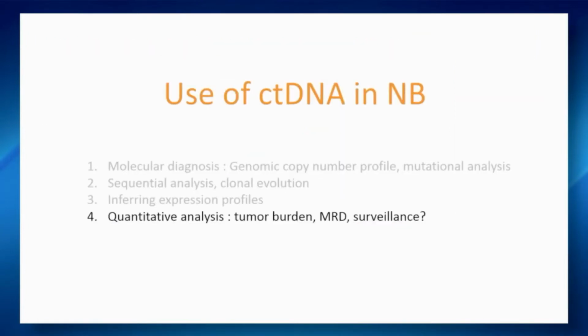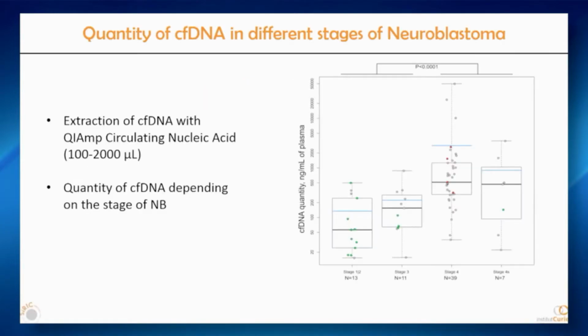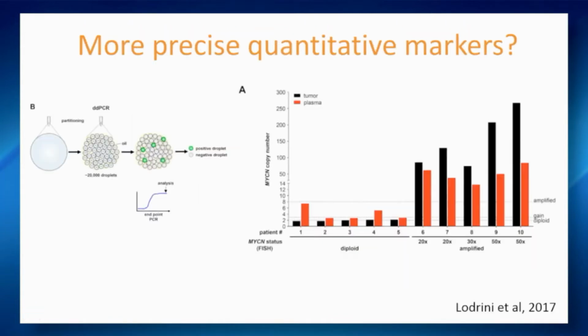So that is looking at the overall evolution, but how can we use cfDNA to analyze tumor burden, in the context of MRD and surveillance? First of all, as has already been mentioned, we know that the cfDNA quantity in fact correlates with tumor stage. Higher stages, of course, release higher quantities of cfDNA.